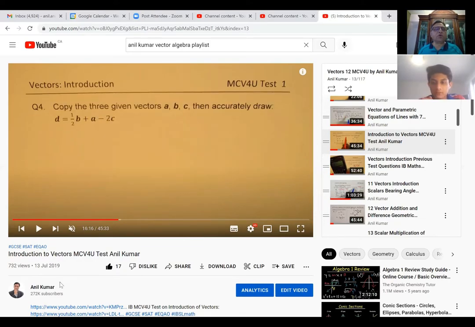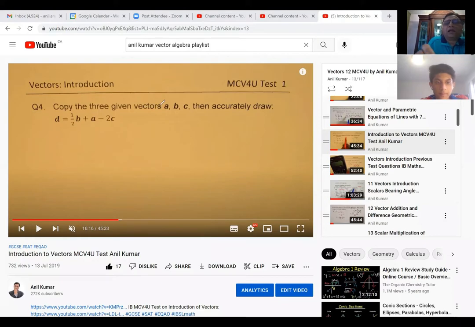Here is question number 4 for you. Can you please read the question and answer? Copy the three given vectors A, B, C, then accurately draw D equals half of B plus A minus 2C. Correct. So how will you do half of B? Sir, are we allowed to assign magnitudes for A, B, and C? Yeah, just make any general vector. In such cases, you have full liberty of drawing.